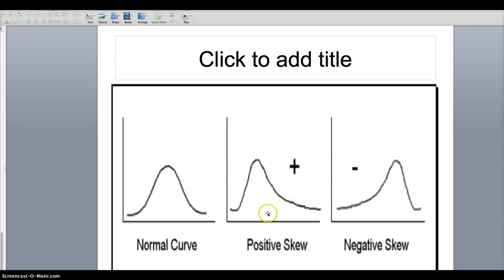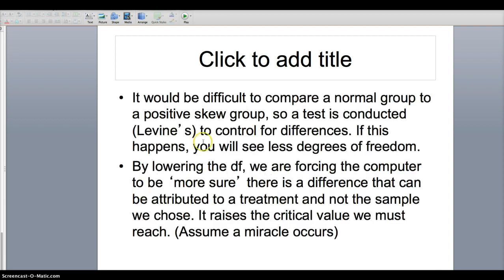The challenge is we've got to have both groups distributed evenly, because we don't want one group that looks like this and one group that looks like this, because we have a few people that are skewing the distribution of the data. So what happens in an example like the geography, where we have a reduced degree of freedom, is that they are cutting off the top end of the scores, so that you end up with two sets of scores that look similar. This is something that happens with a test called Levene's test of homogeneity, and it is a way of ensuring the researchers and ensuring the person reading the article that there isn't any kind of skewness in the results. By lowering the degrees of freedom, we're forcing the computer to be more sure that there's a difference, and that difference can be attributed to the treatment and not the sample we chose.